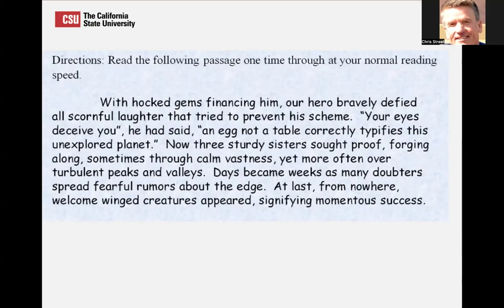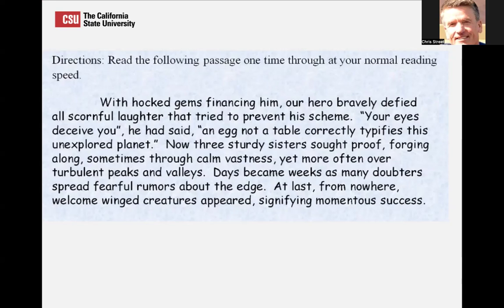"With Hawk Gems financing him, the adventure, the expedition, Columbus bravely defied all scornful laughter that tried to prevent his scheme. 'Your eyes deceive you,' he had said. 'An egg, not a table, correctly typifies this unexplored planet.'" So, round Earth, not flat Earth. "Three sturdy sisters forging along." So, three ships forging through the ocean.